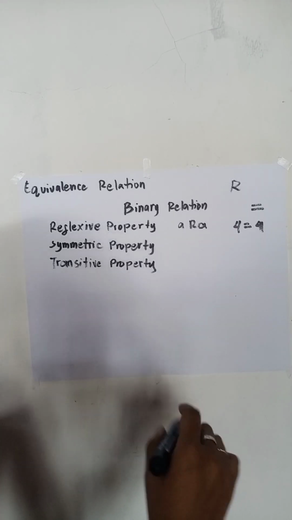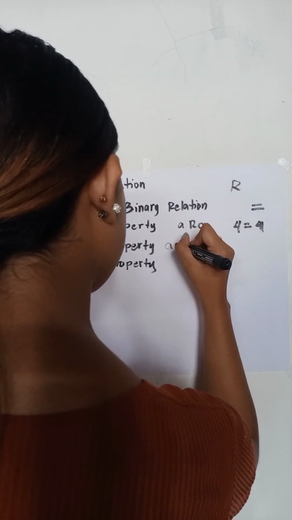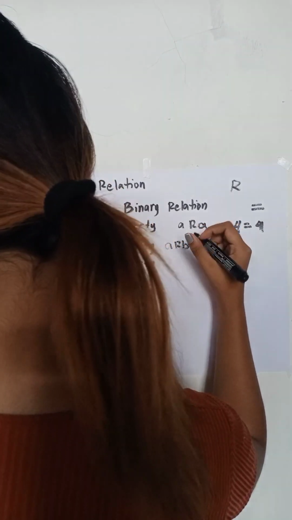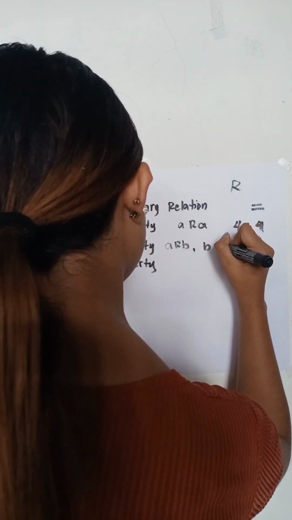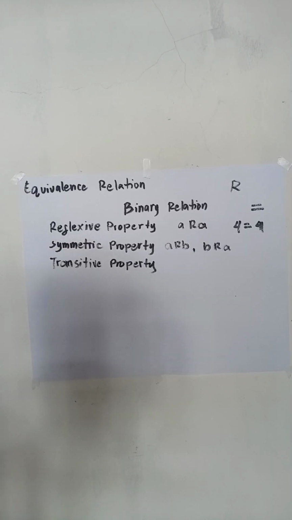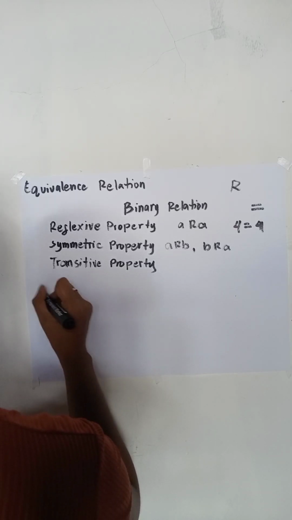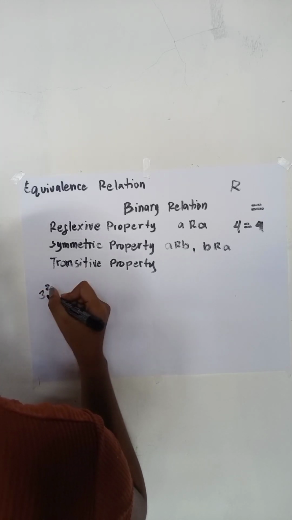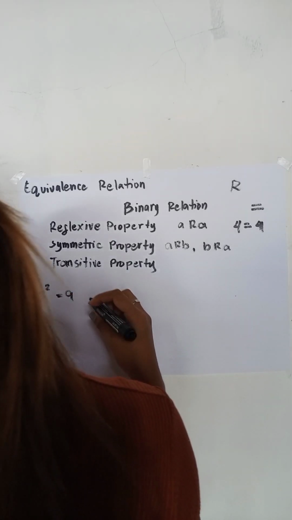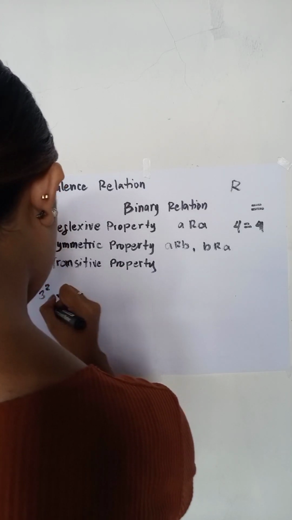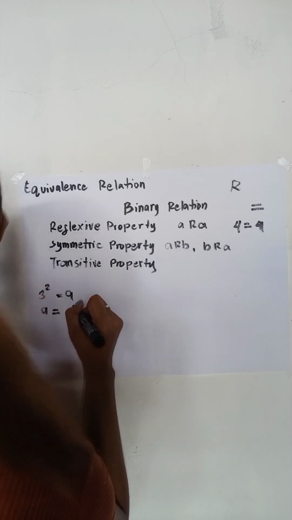So next, the relation R is symmetric if A relating to B implies that B relates to A. So an example of the symmetric property is 3 squared is equal to 9, and it also holds that 9 is equal to 3 squared.